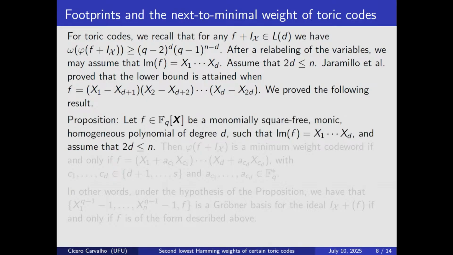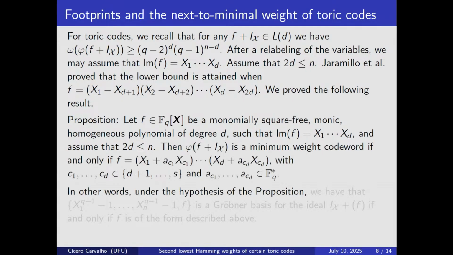You take f to be monomially square free. Monomially square free simply means that all the monomials are of this type that we are working with. And a homogeneous polynomial of degree D, such that the leading monomial is of this type. Assume that 2 times D is less or equal than n. Then we get that this is a minimum weight code word if and only if f is of this type. So here we have other variables, x1 to xd, that have nothing to do with x1 to xt.